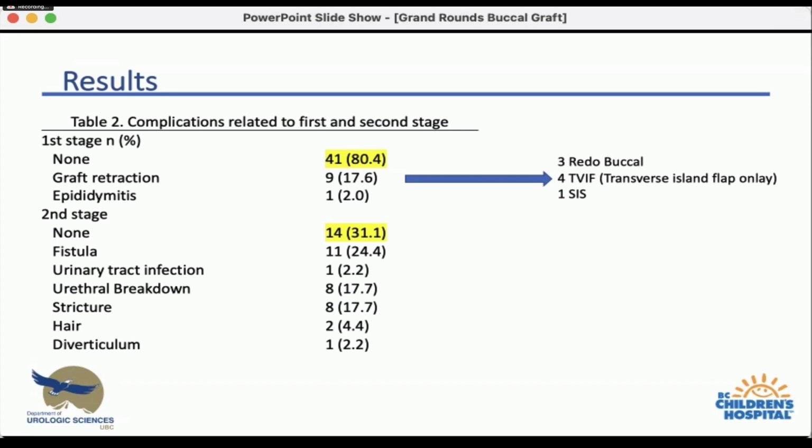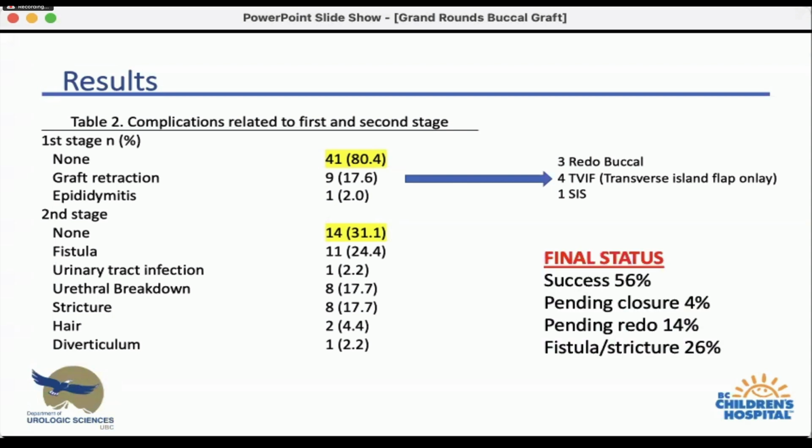For the second stage, 31% of the patients had no complications. 24% of our patients presented with a fistula, any location. 2% had a urinary tract infection, 17% presented urethral breakdown, and 17% stricture. 4%, that's 2 patients, had hair in the graft, and a diverticulum was seen in 1 patient who is currently being observed.